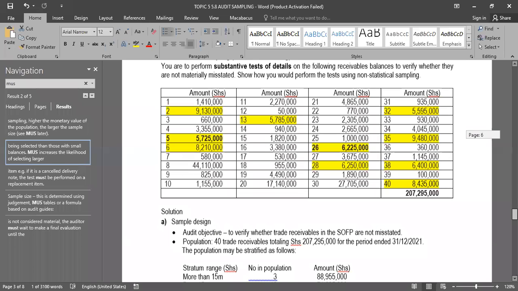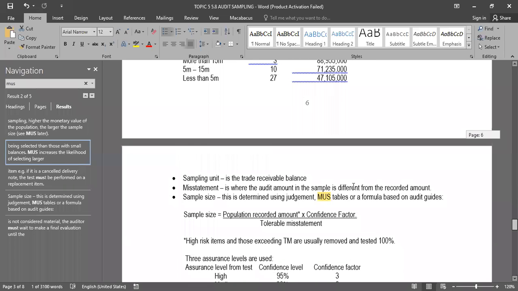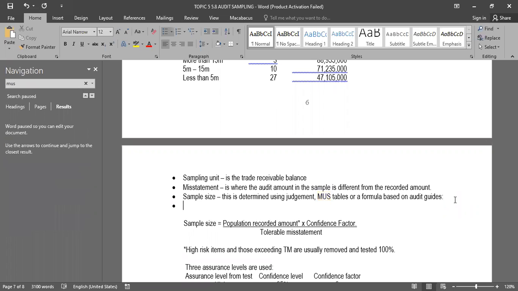Okay, so monetary unit samples, or a formula based on the audit guidelines. Now, the sample size is given by, preferably here they use formulas, which is given by the population. I prefer we use this one here. This information will give you what you call a sample interval.